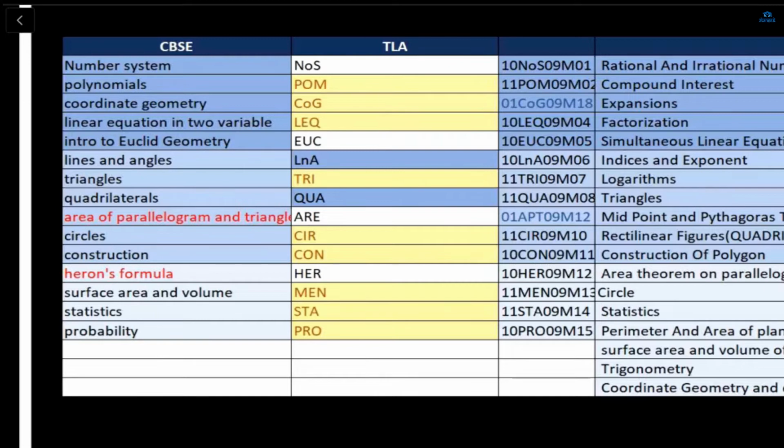Ma'am, we have number system, coordinate geometry, linear equations in two variables, introduction to Euclid's geometry, lines and angles, triangles, Heron's formula, surface area, volume, and statistics. So Heron's formula, surface area, volume and statistics are in your half yearly till there. So in your final, what chapters are coming? Quadrilateral, area of parallelogram, circles, construction, probability. We don't have those chapters. These have been cut out. Ma'am, we don't have area of parallelogram. Okay, I will check with that. So the next chapter after triangles, I will be starting with Heron's formula. I think that will be better.